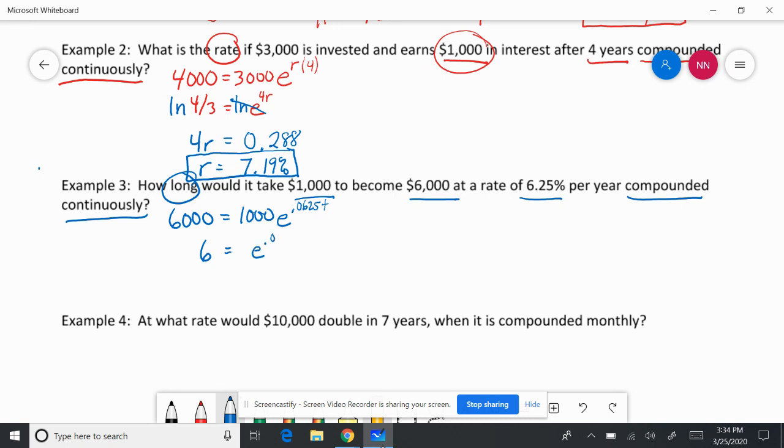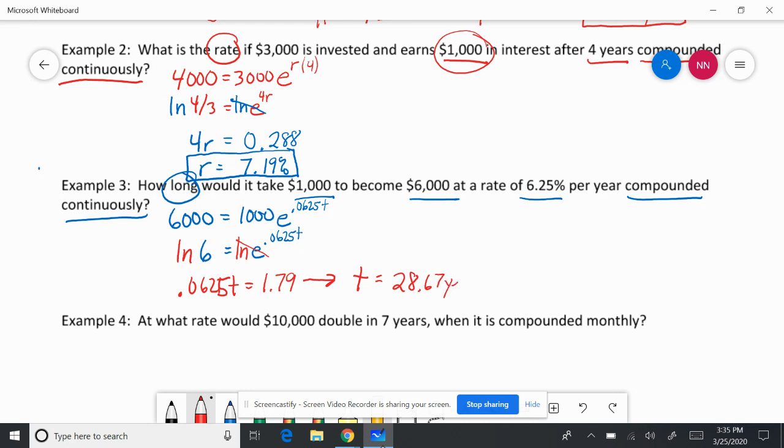And my next goal is to get rid of my base number, which in this case is an e. So in order to get rid of it, I'm going to use the natural log. Natural log of e gives me 1, so I have 0.0625t is equal to the natural log of 6. The natural log of 6 is 1.79. Once again, that's rounded. I'm going to use my exact answer when I divide it. And so I'm going to divide it by 0.0625.